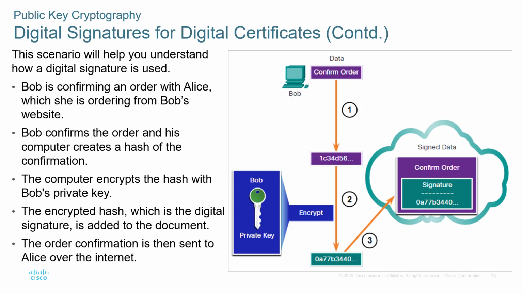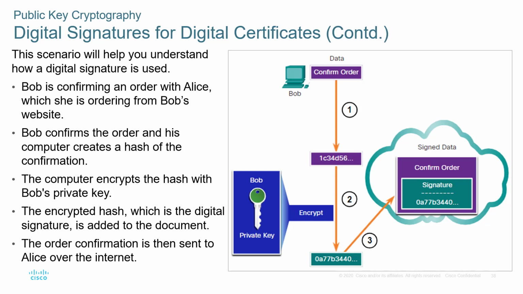Okay, so now let's look at this in a more realistic, real-world scenario. We're going to look through a scenario where we are using the digital signature. So Bob orders something. They have a confirmed order, and with that they're going to purchase something off of a website. So Bob will confirm the order and his computer will create a hash of the confirmation. The computer will encrypt the hash with Bob's private key.